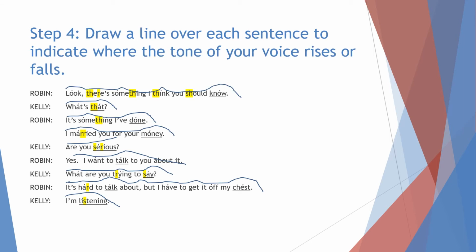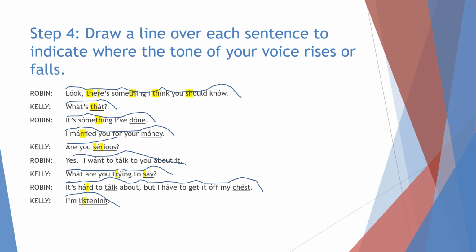Step 4 is about intonation, the music in your voice. And so I've drawn a line over each sentence to indicate where the tone of your voice rises or falls. Most of these sentences are statements or information questions, so they have rising, falling intonation. For example, there's something I think you should know, and it's something I've done. But Kelly's question, are you serious, is a yes-no question, so it has rising intonation.